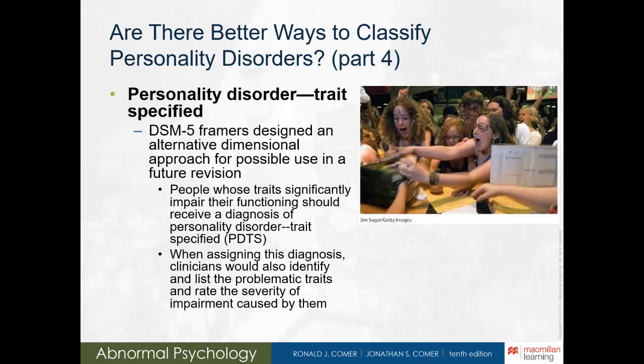So when we look at it from a trait perspective, the DSM-5 framers designed this alternative dimensional approach for possible use in a future revision, so that people whose traits significantly impair their functioning should receive a diagnosis of a personality disorder trait that is specified or not. That would be labeled as personality disorder traits specified, or PDTS. When assigning this diagnosis, clinicians would also then be able to identify and list the problematic traits and the rates of severity of impairment that's caused by these traits in their day to day functioning.